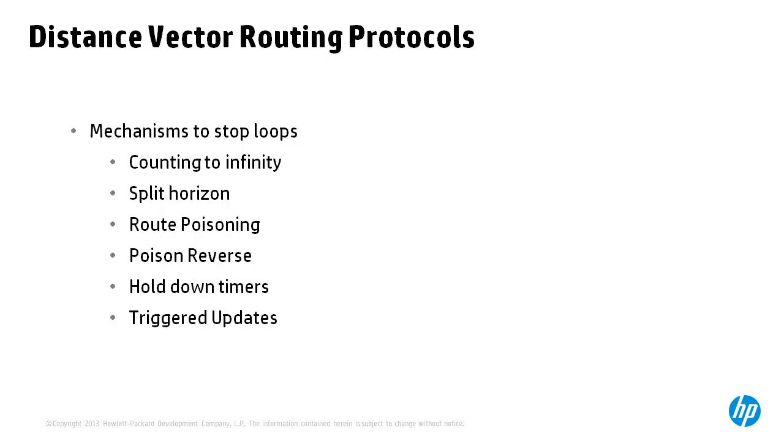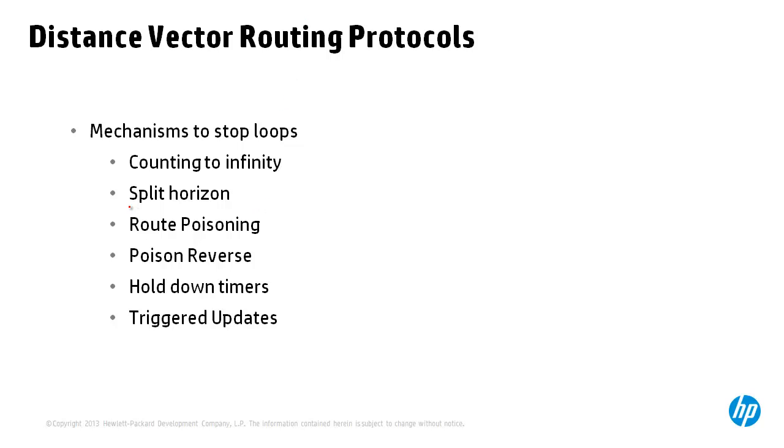In most cases, you don't have to implement or configure the mechanisms listed here because they're built into the routing protocol. As soon as you enable RIP, these features are immediately enabled as part of the routing process. The developers and designers of the distance vector routing protocols have built these mechanisms into the routing protocol to stop loops. However, you as an engineer need to be aware that they exist, because in certain cases you might want to disable one of these mechanisms.